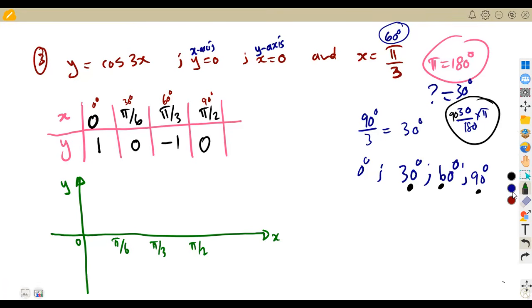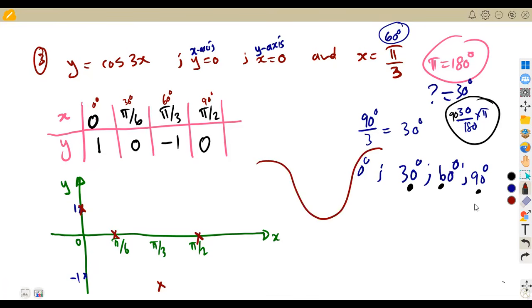If we are to mark our points, we're going to see that the maximum value that we have here is +1, and here it's -1. So the first point is 0 versus 1 in this case. All right, so we've got 0 versus 1, we mark our point. Pi over 6 versus 0, we mark our point. Pi over 3 versus -1, which is somewhere here. Then pi over 2 versus 0 like this.